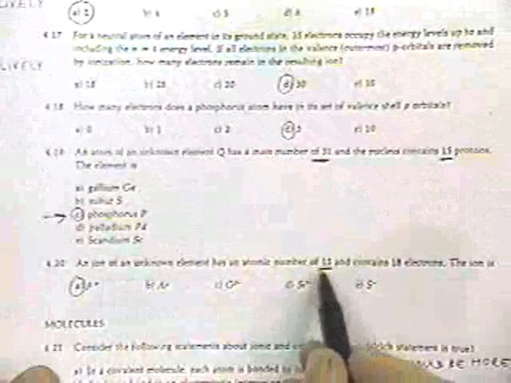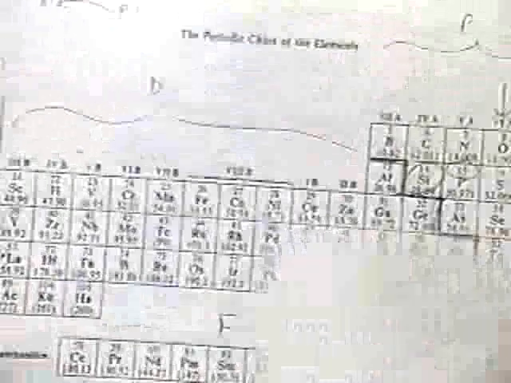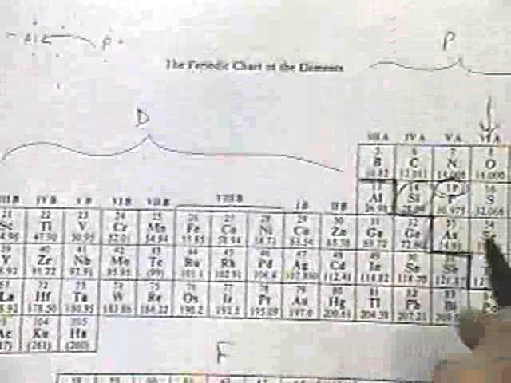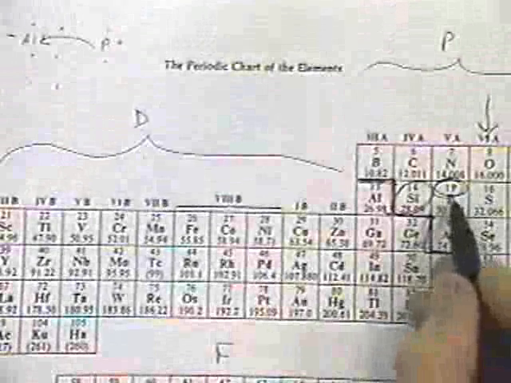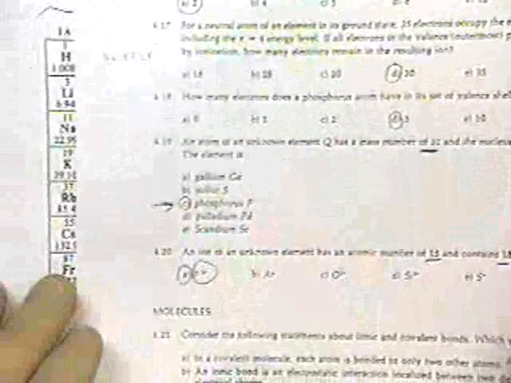This next question was, you have an ion of an unknown element. It has an atomic number of 15. It has 18 electrons. What is it? Well, again, phosphorus has an atomic number of 15. That is, it has 15 protons. And since it's got 18 electrons, it has 3 extra ones, which will give it a -3 charge. So that's what that comes from right there. Okay.